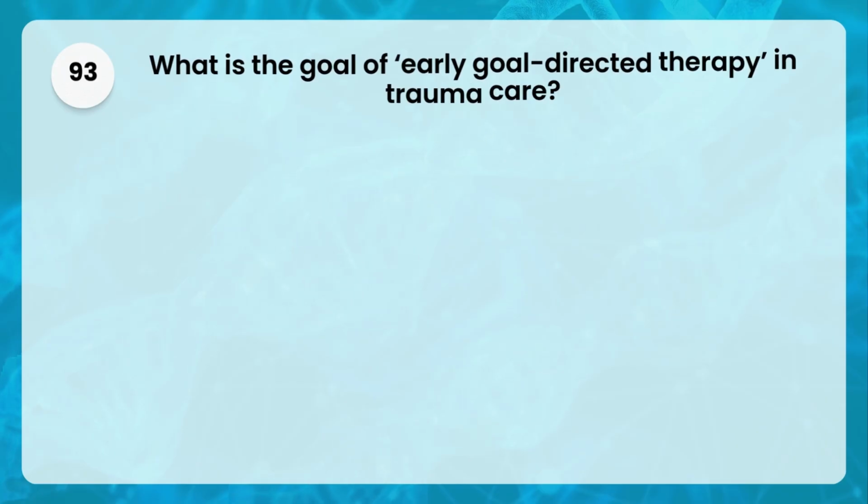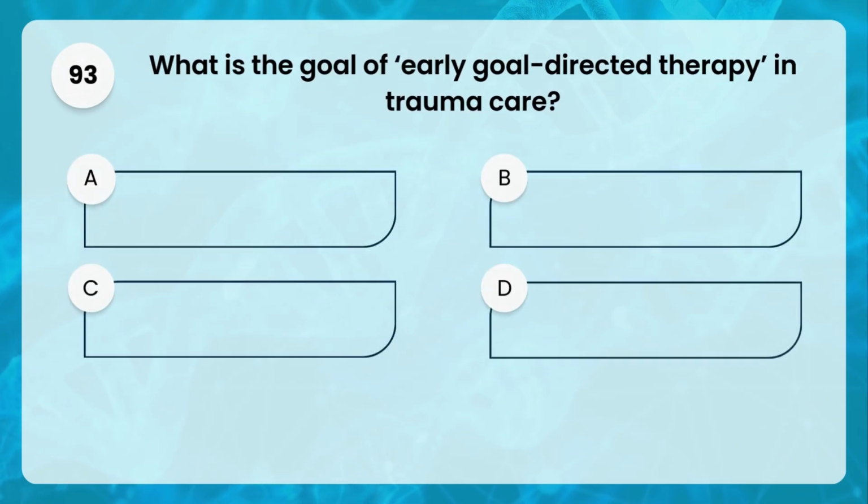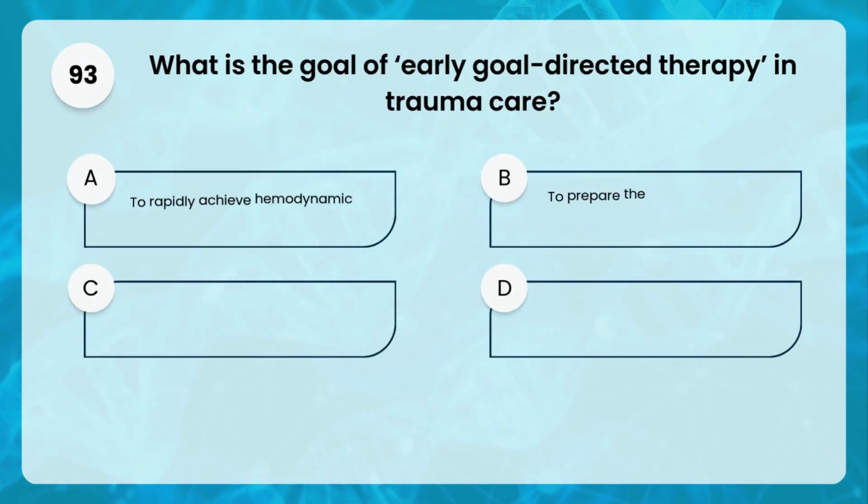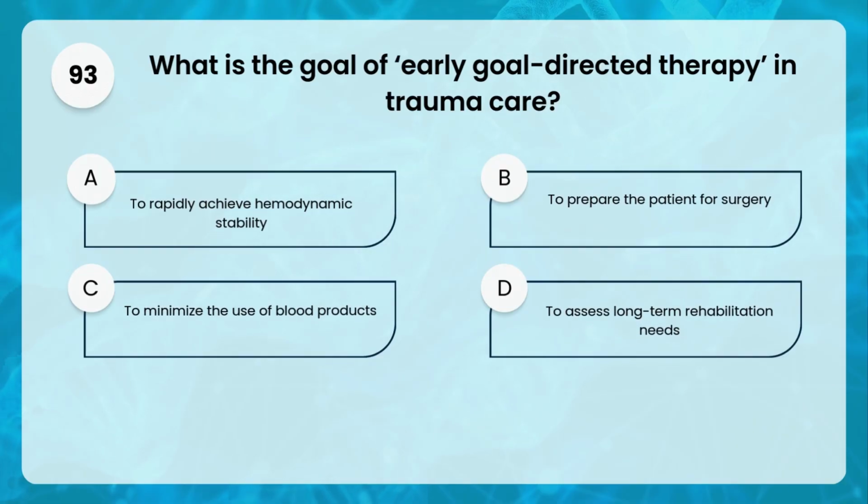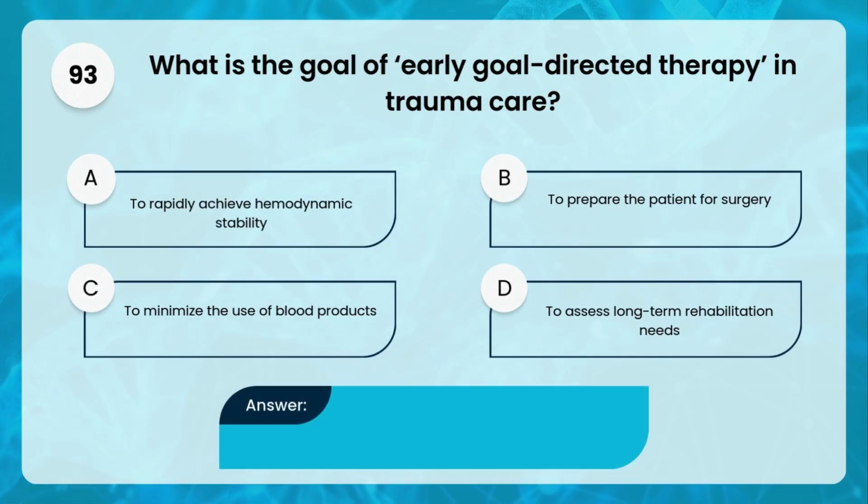93. What is the goal of early goal-directed therapy in trauma care? A. To rapidly achieve hemodynamic stability. B. To prepare the patient for surgery. C. To minimize the use of blood products. Or D. To assess long-term rehabilitation needs. The answer is A. To rapidly achieve hemodynamic stability.